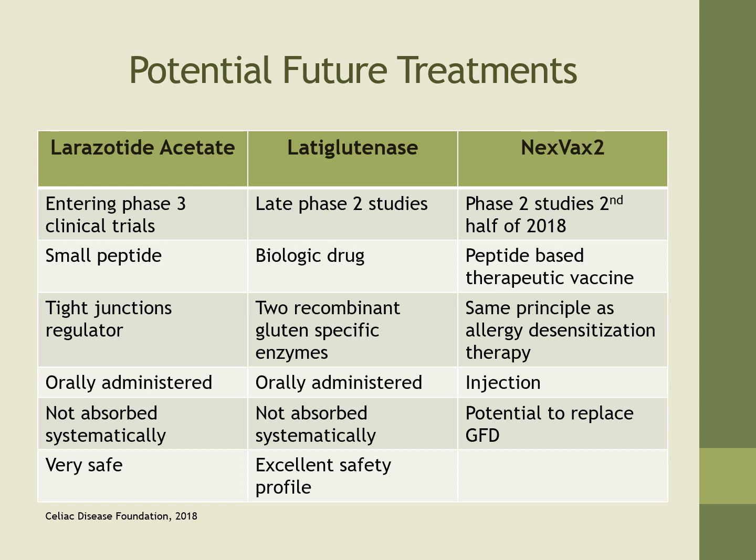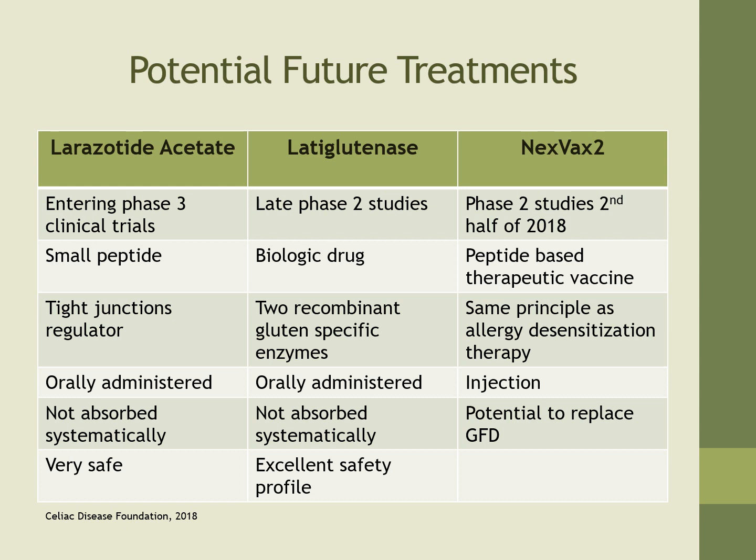Larazotide acetate is potentially the first drug to market for celiac disease. It is entering phase 3 trials. It is a capsule orally administered before each meal. It is indicated for patients who are on a gluten-free diet but still have symptoms of celiac disease. It is not systemically absorbed.